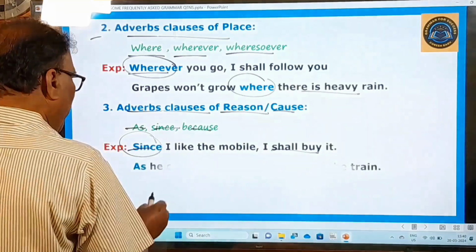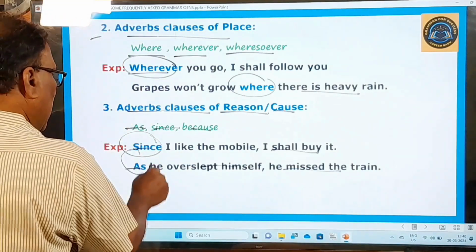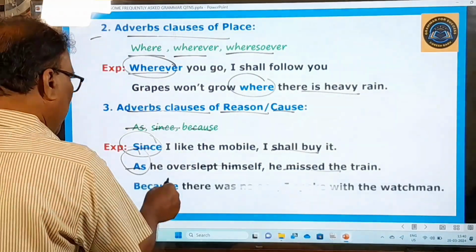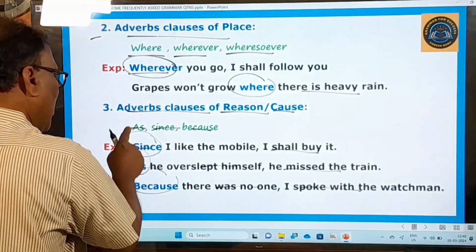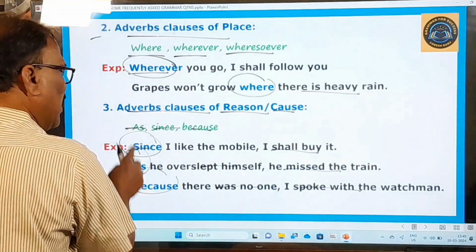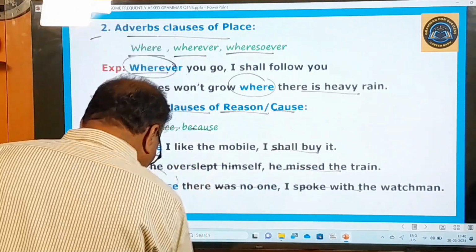And the next, as is there. As he overslept himself, he missed the train. As is a subordinating conjunction. And because there was no one, I spoke with the watchman. So since, as, because, these are all subordinating conjunctions, and therefore all these sentences are complex sentences. And now let's move on to learn other things.